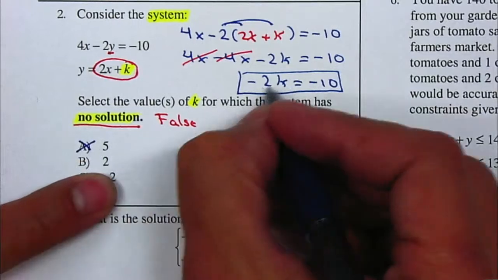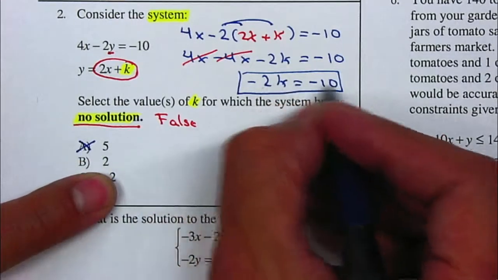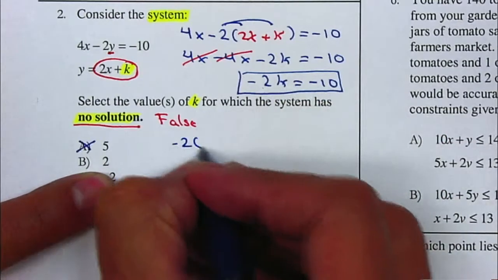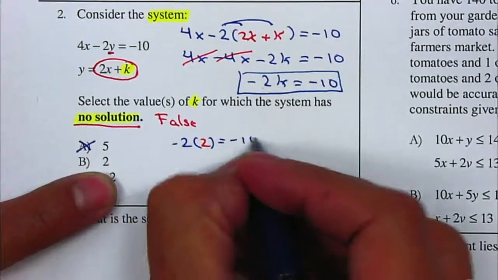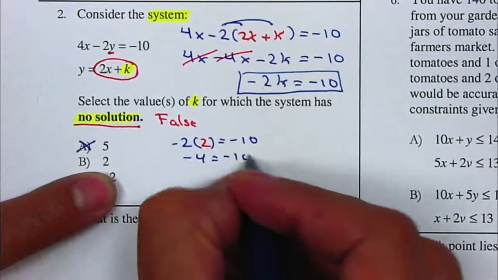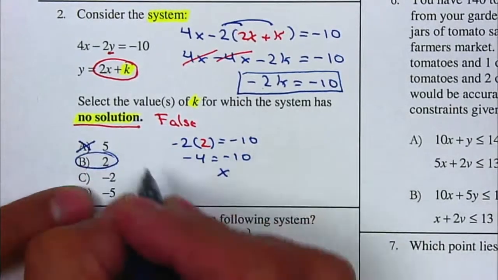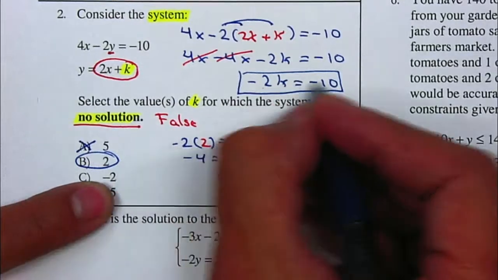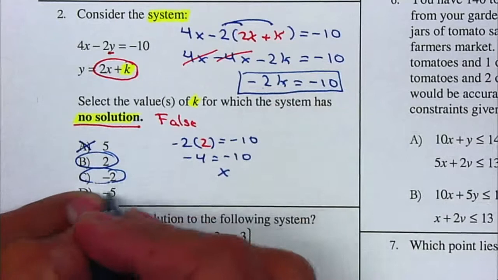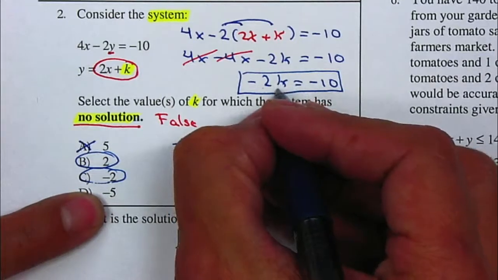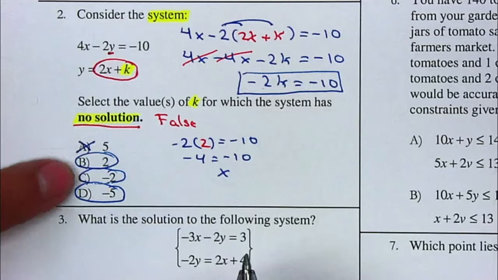If I plug in a 2, that gives me negative 4 equal to negative 10. False. And we want it to be false. If I plug in a negative 2, it gives me positive 4. That's also not equal to negative 10, so it's a false statement. Negative 10 gives me a positive 20, and that's also a false statement. So your answers will be B, C, and D.